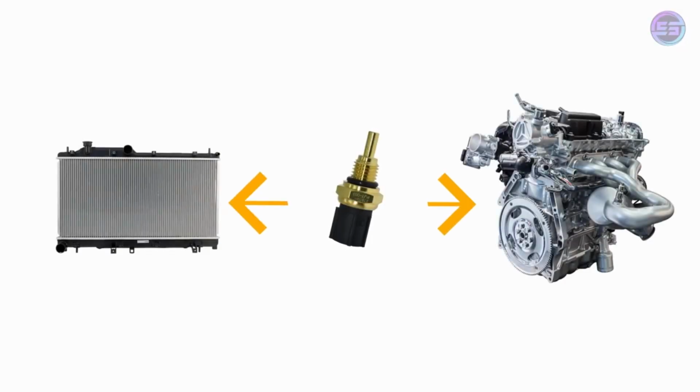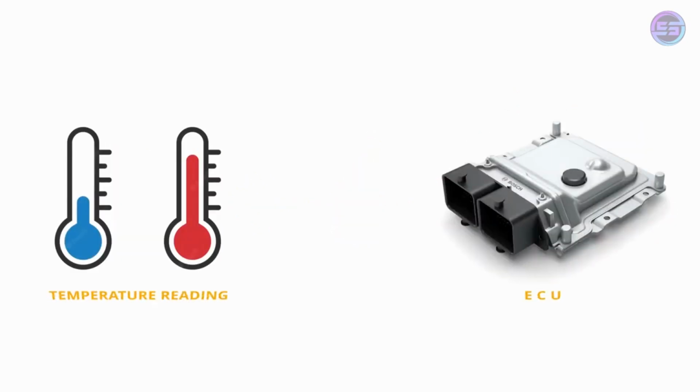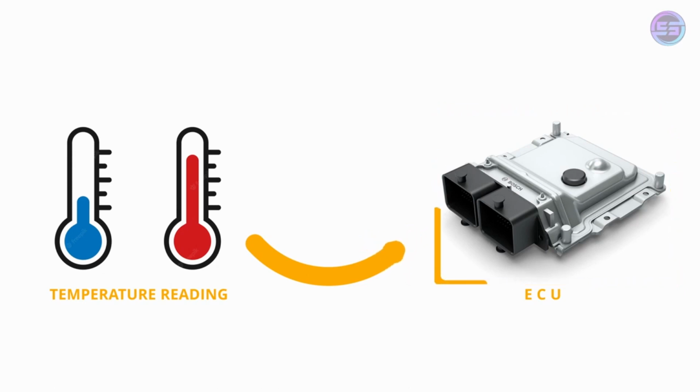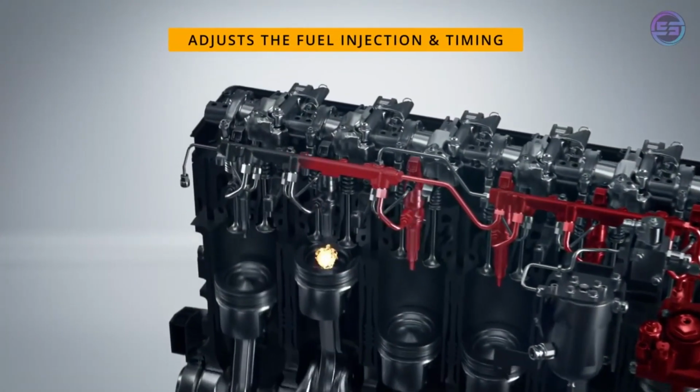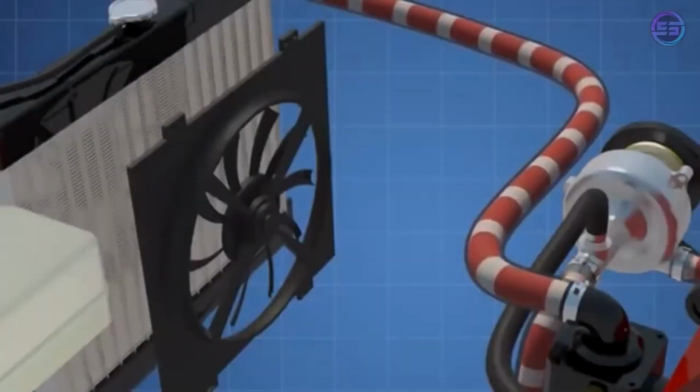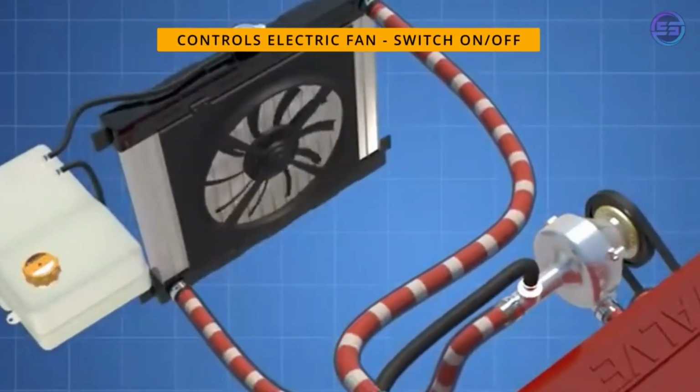The coolant temperature sensor is located in between the engine and radiator passages. This coolant temperature sensor monitors the temperature of the liquid coolant and sends the signal to the ECU. The ECU uses this reading to calculate the coolant temperature and from there, it adjusts the fuel injection and ignition timing, and controls when the electric cooling fan is switched on and off.